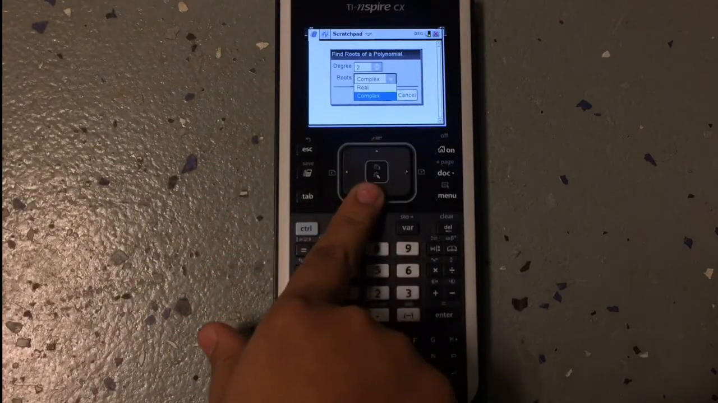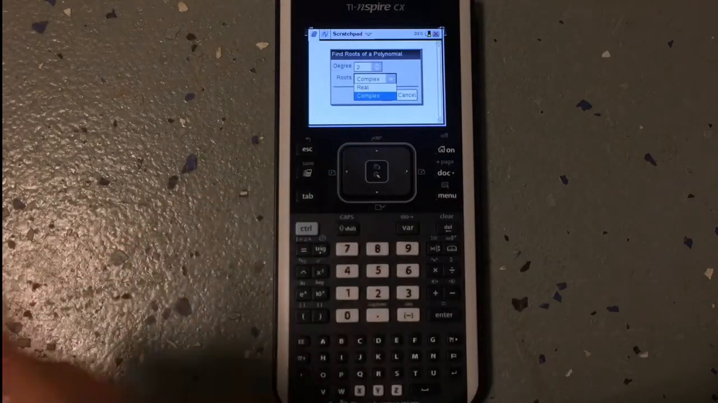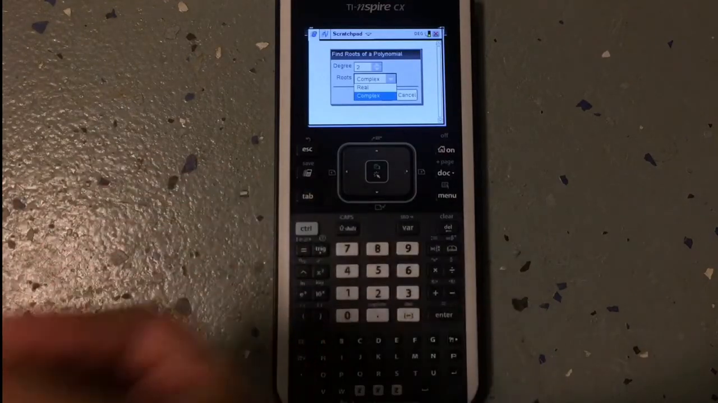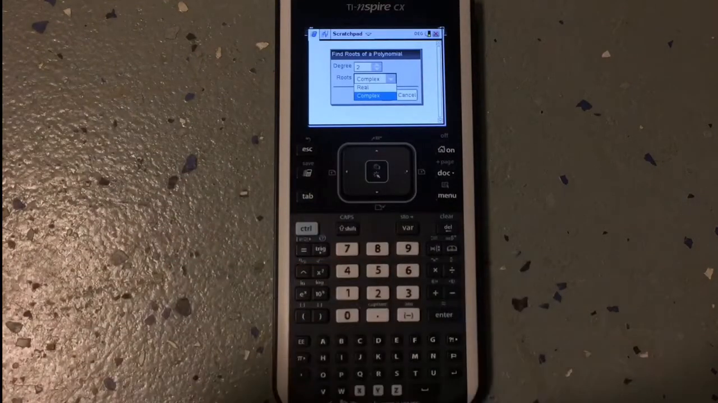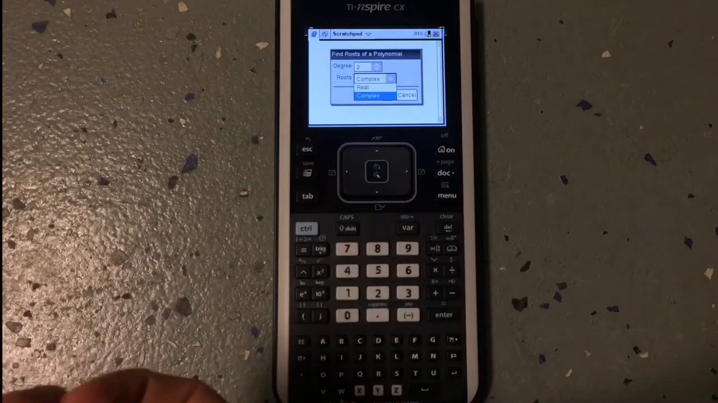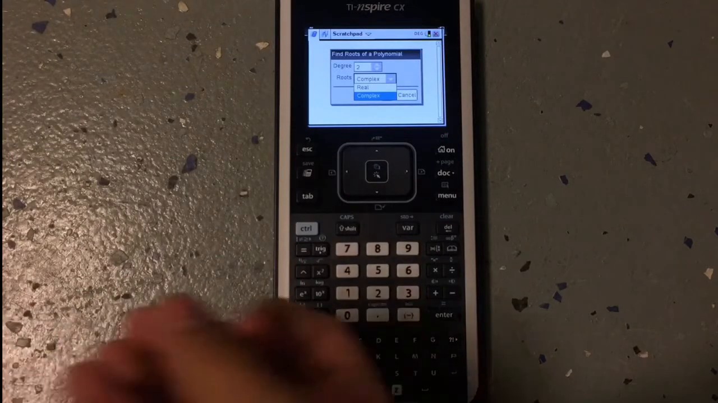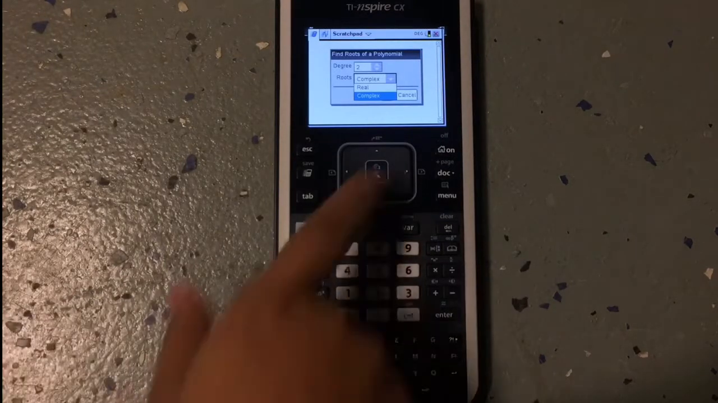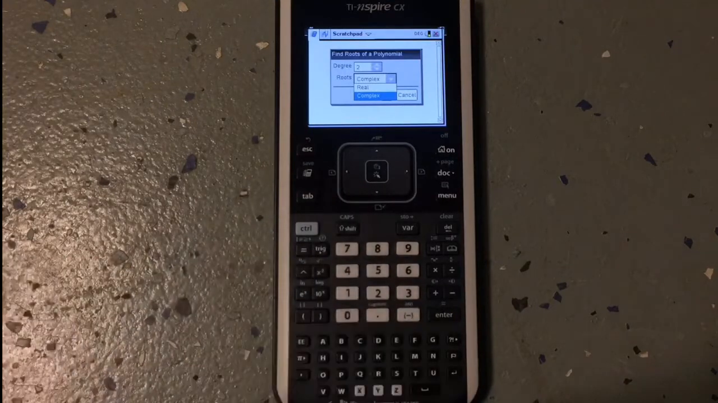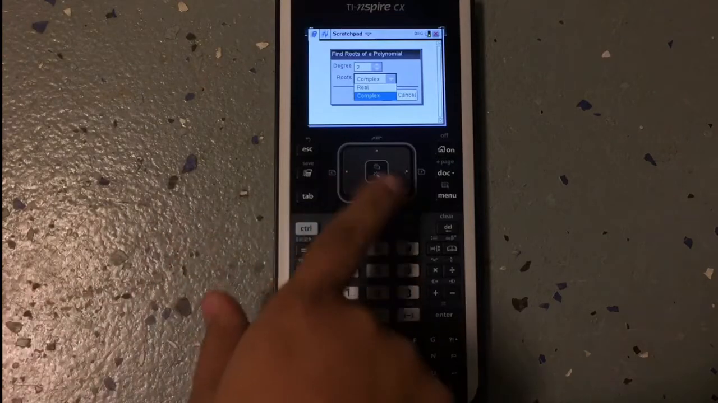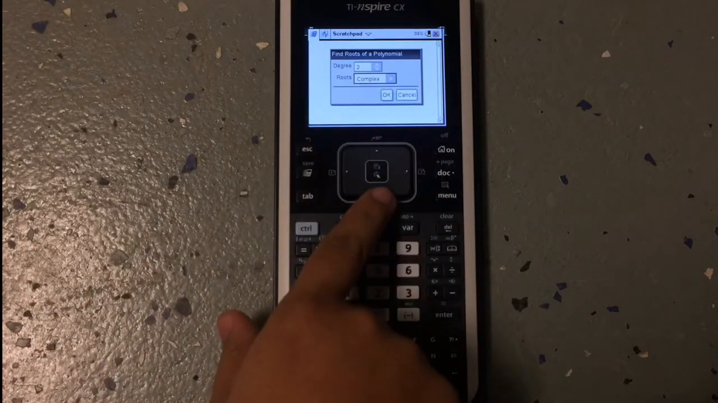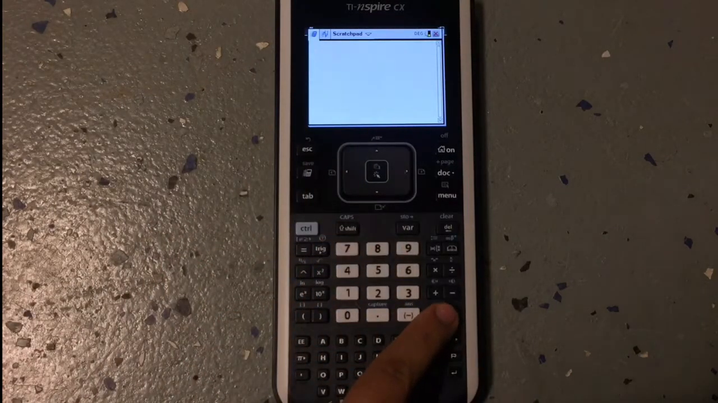I prefer Complex just because it shows you all of the answers, and let's say you accidentally put the equation in incorrectly and you know there's only real solutions, then you would know to go back and do it again. So I just always press Complex. But if there's a question that's specifically asking for real numbers, you could just press Real. But I'm going to do Complex this time.